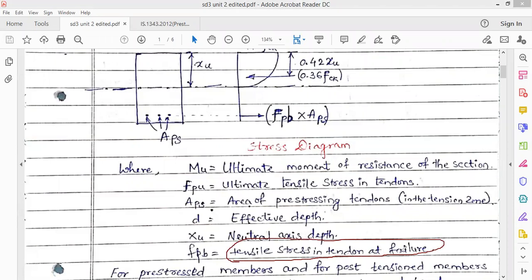See, we have two IS codes. One is the earlier one, but presently we need to use the IS code 1343:2012.